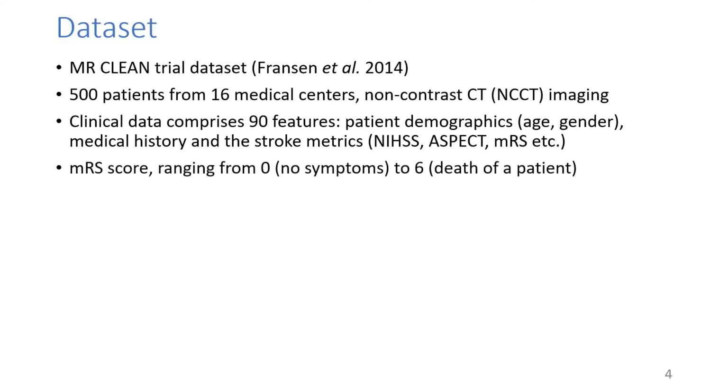To measure the functional independence, in other words, successful rate of treatment at 90 days, the modified Rankin scale score has been used. So this score would be the label information for our experiments.